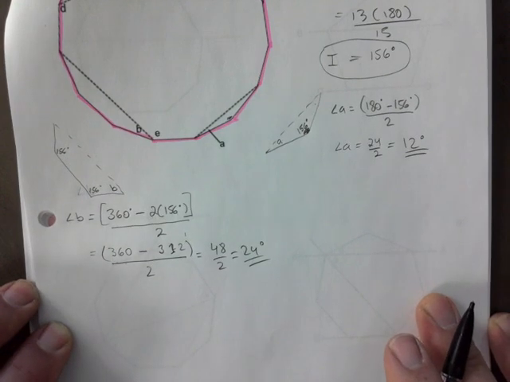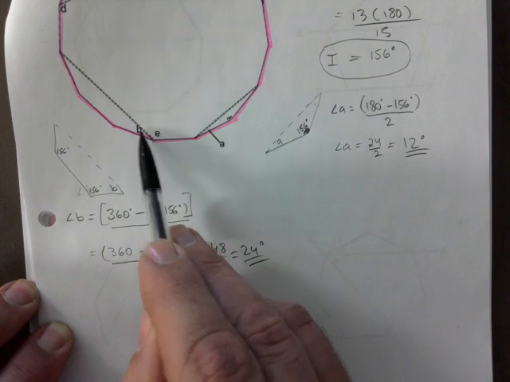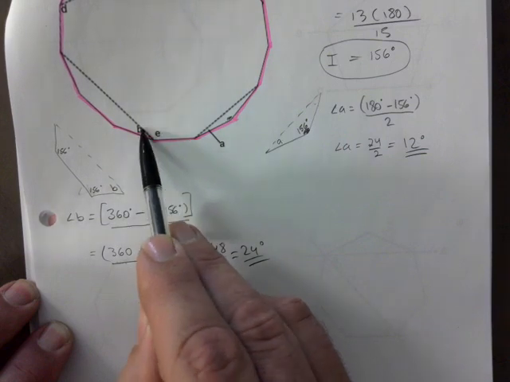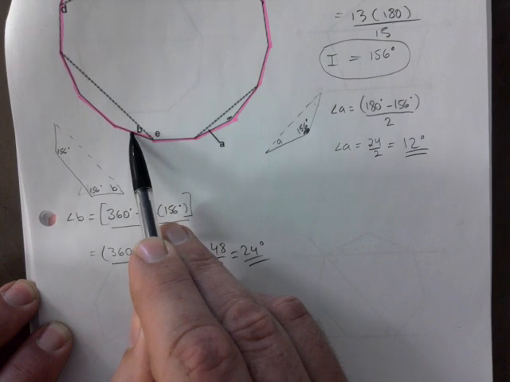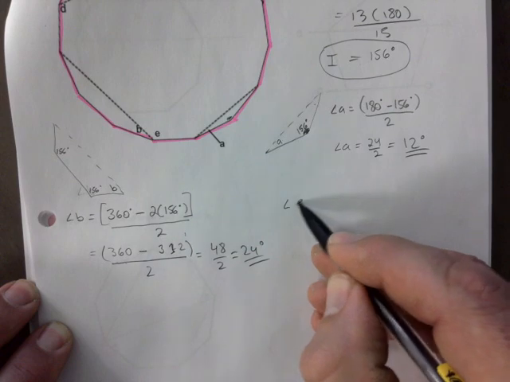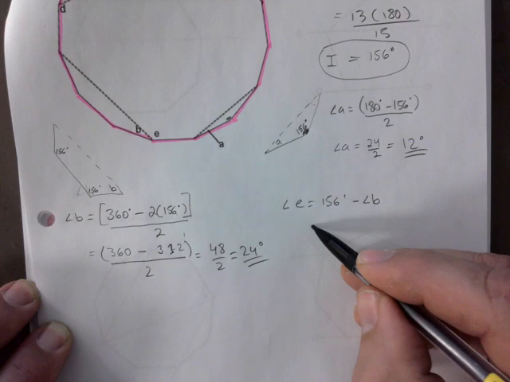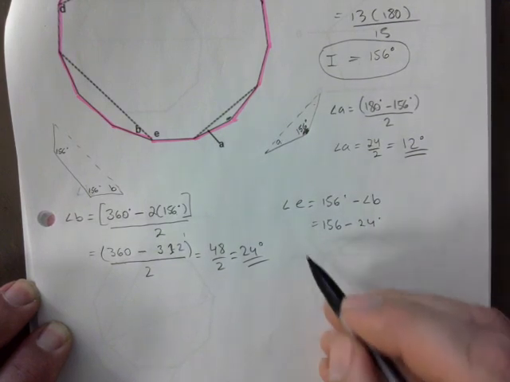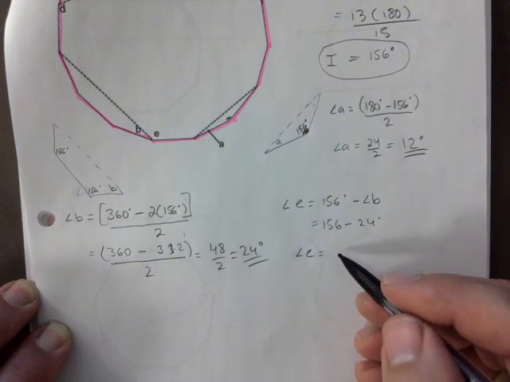So now you know angle B is 24. I'm going to pick a battle right now and just say, hey, I'm going to find E right away because I know these two add up to 156, correct? These two angles add up to 156 because right this corner here you have a 156. So angle E is 156 minus angle B. So it's 156 minus 24. And so angle E is 132.